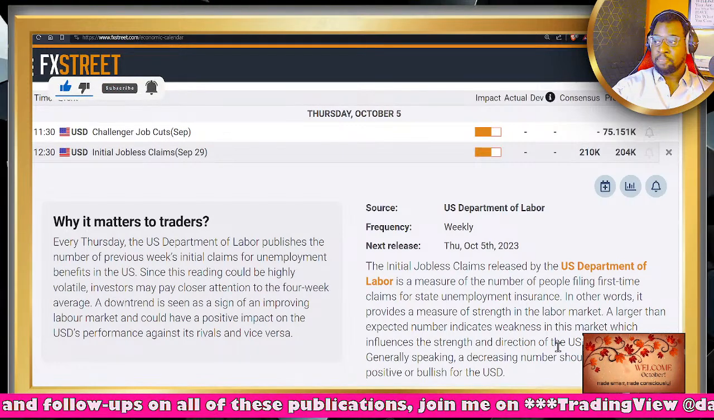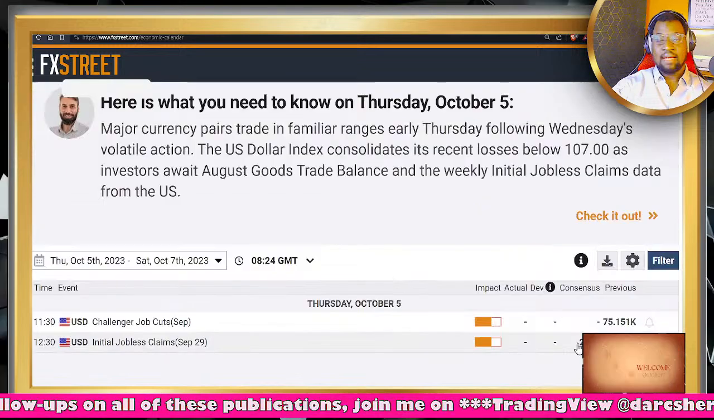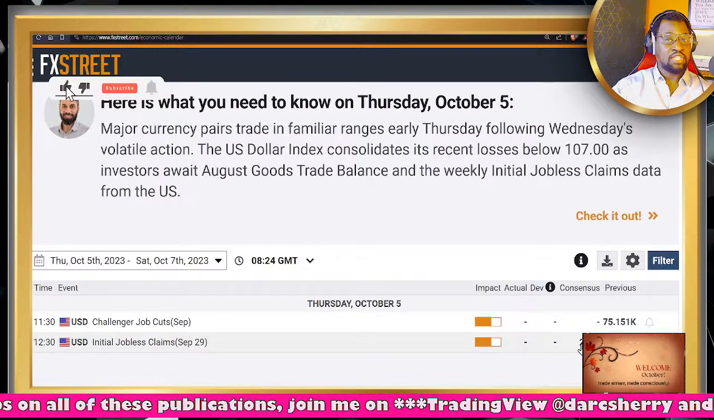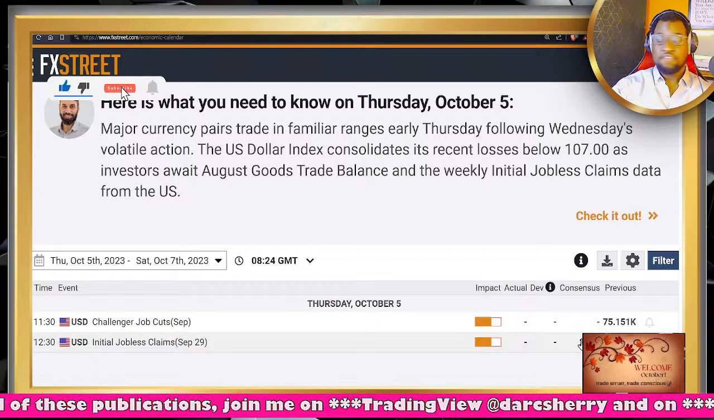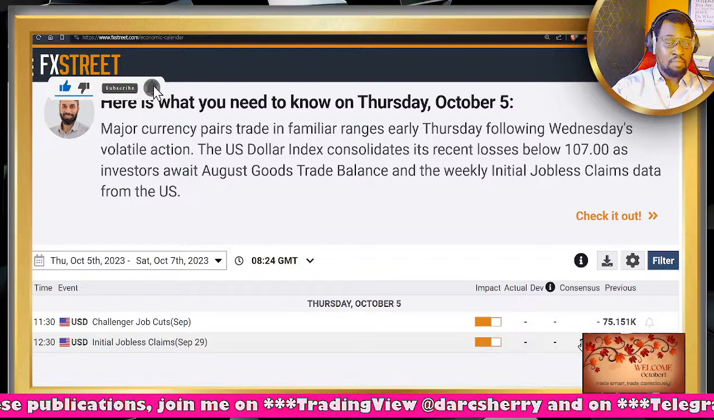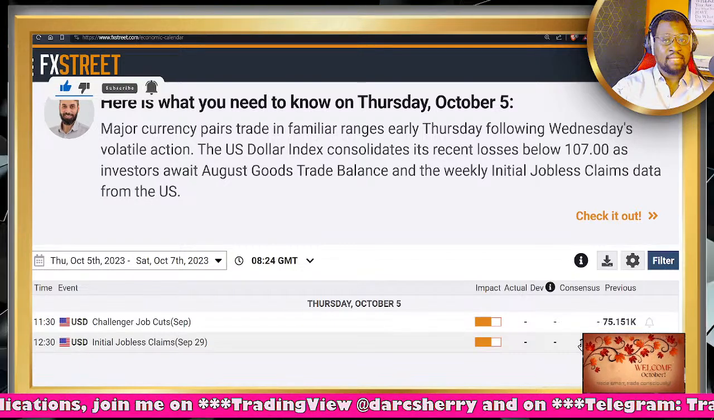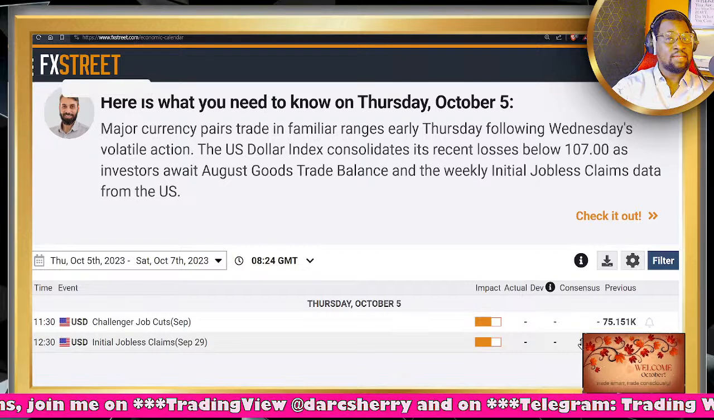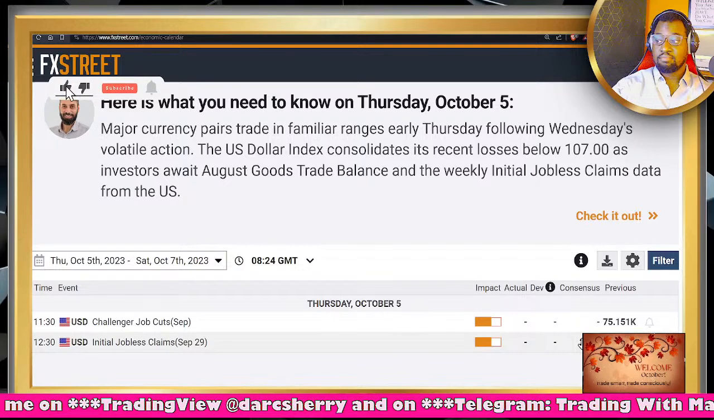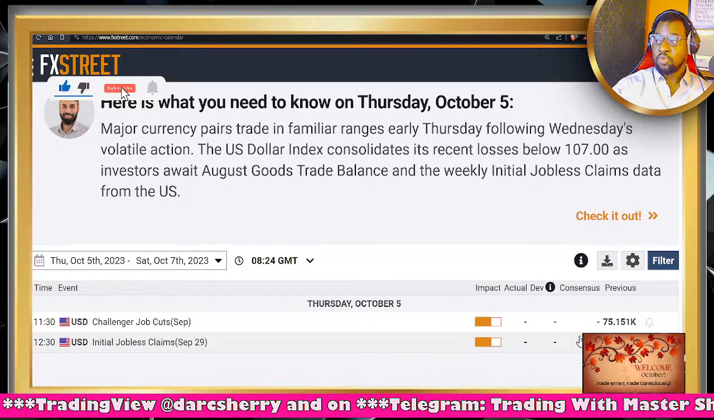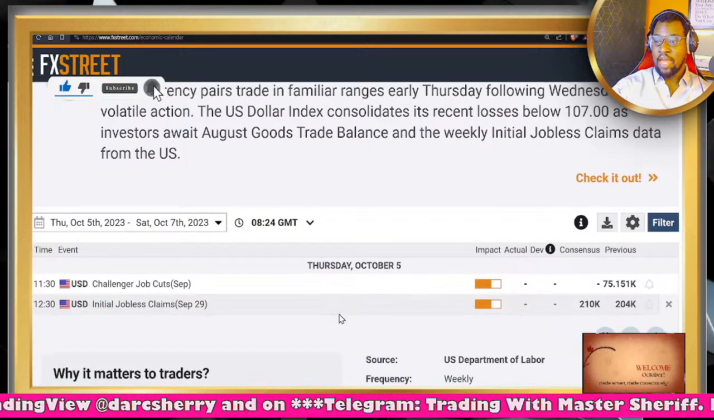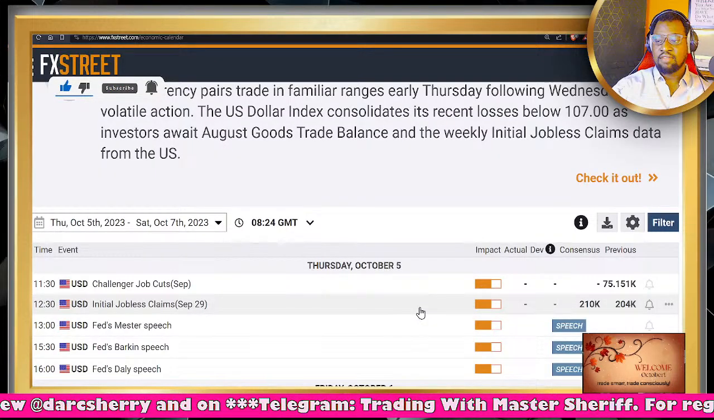Now, if we look at this data here, consensus is projecting a higher figure compared to the previous month, so it shows us a sign that the labor market is going into a little bit of contraction, which is not something promising for the US dollar.